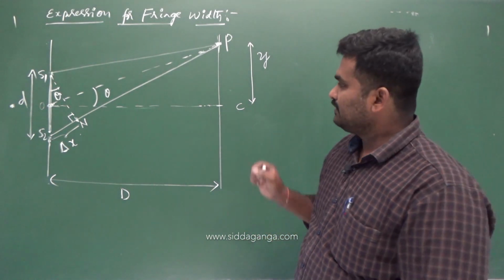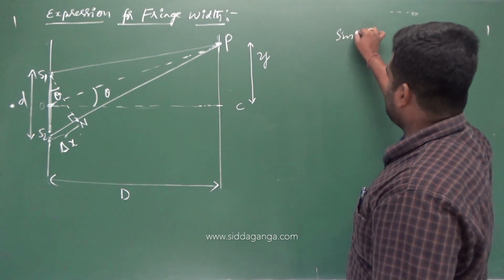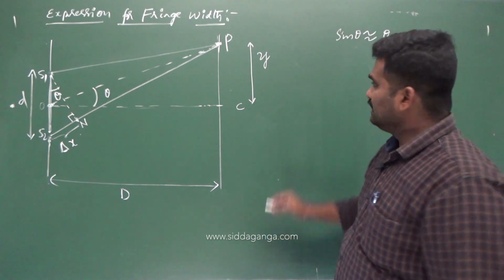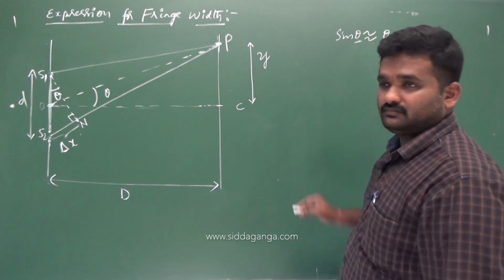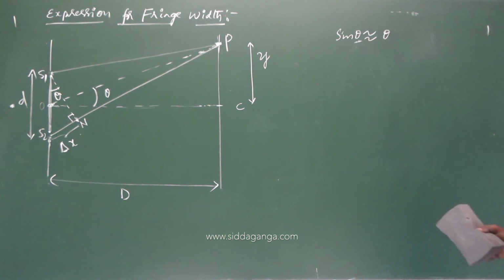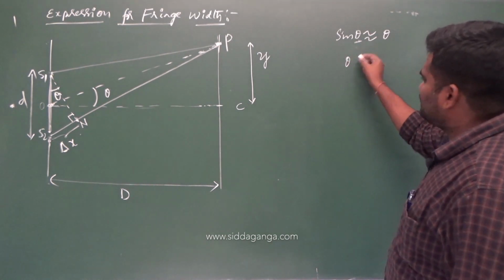Keep that point in mind. Under paraxial approximations, remember two points. Sin theta is almost equal to theta, which you are going to consider. Why? Because for small angles of theta, under paraxial approximation, the value of theta is very small, meaning theta is almost nearer to the value of 0.